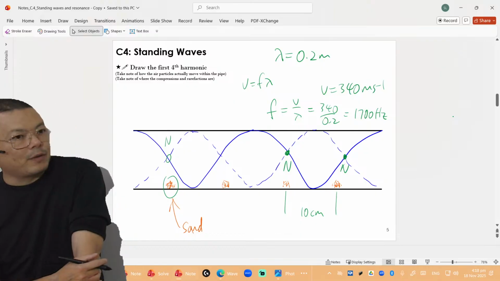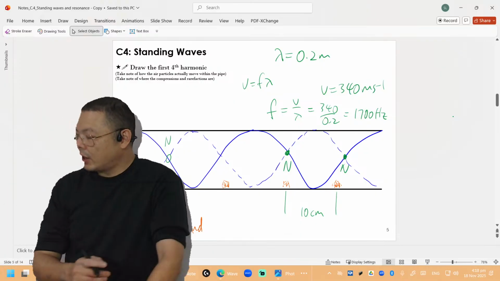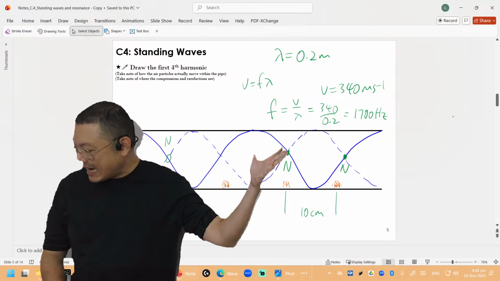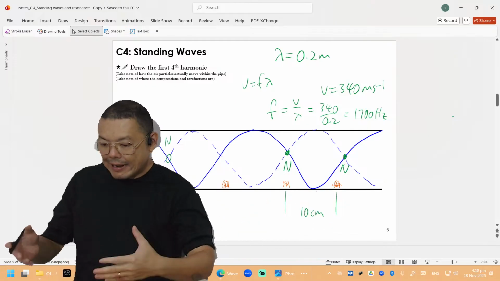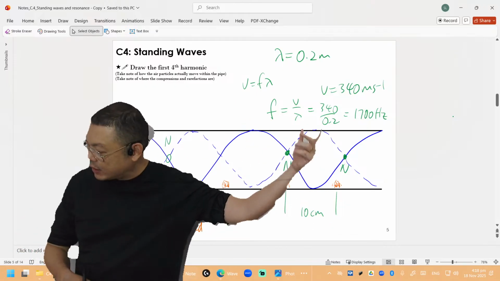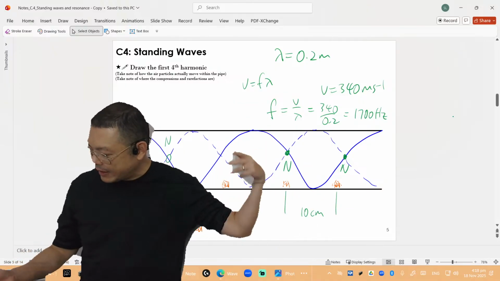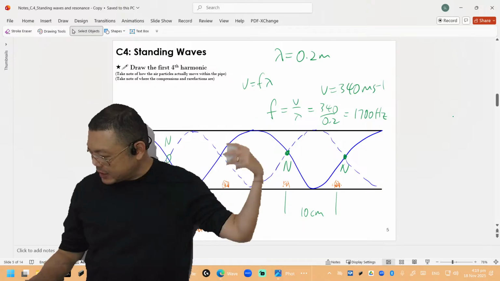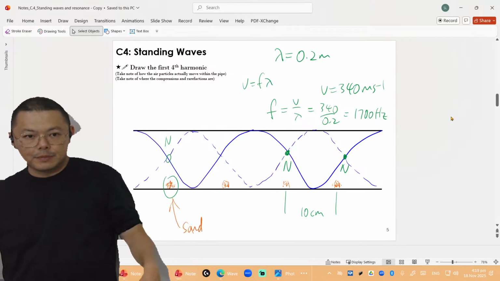So if you had to find what frequency was used, you can use this method. Or you could control the frequency, get the harmonic, measure the distance between two heaps of sand, and then calculate the speed of sound. They could ask you to calculate the speed of sound as well. It just depends on what they want you to find. You just need to realize that this is a relationship here. Any issue so far? No issue so far.